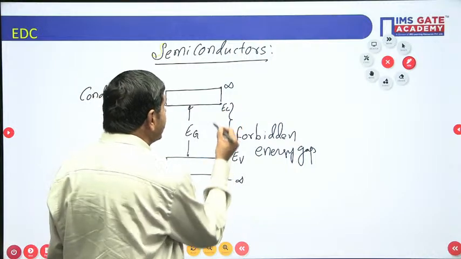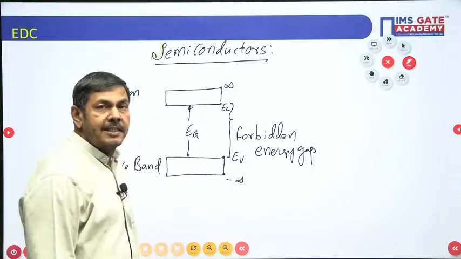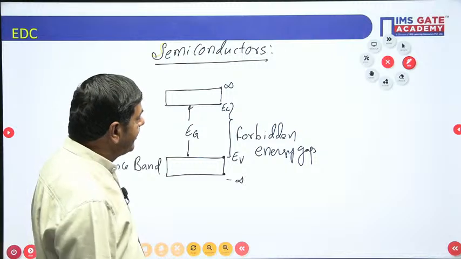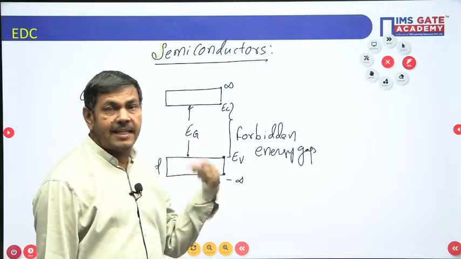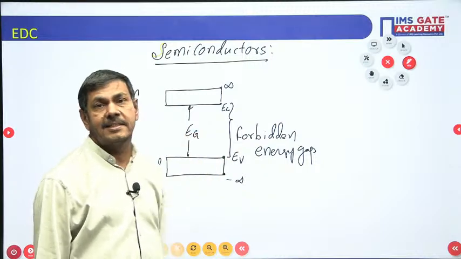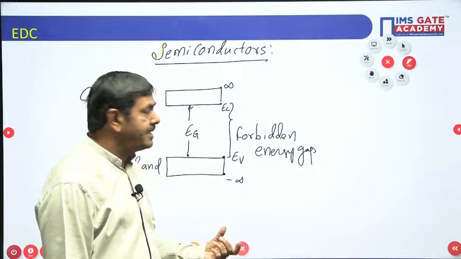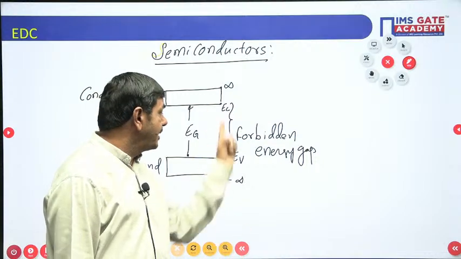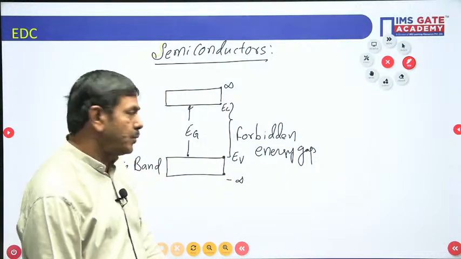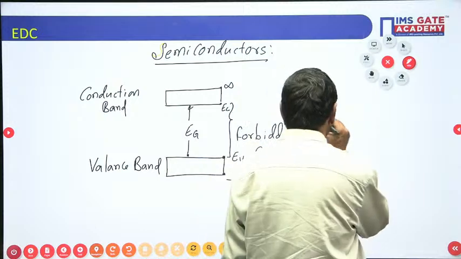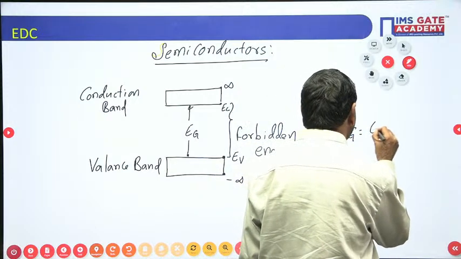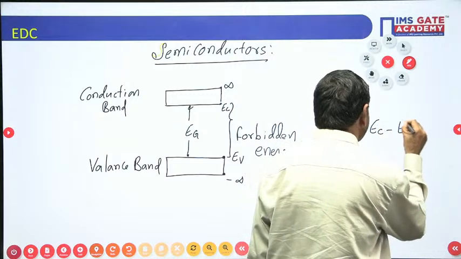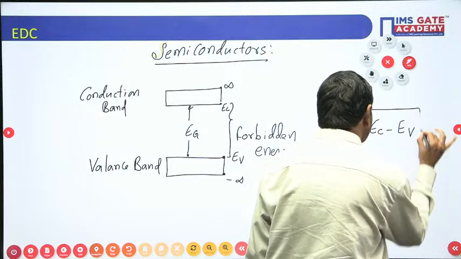This lower energy level of the conduction band is nothing but the EC. Higher energy level of the valence band is nothing but the EV. The difference of these energies is said to be the forbidden energy gap. I can say EG is nothing but EC minus EV. That formula you can use. I can write the forbidden energy gap is calculated by EC minus EV. This is one of the formulas.